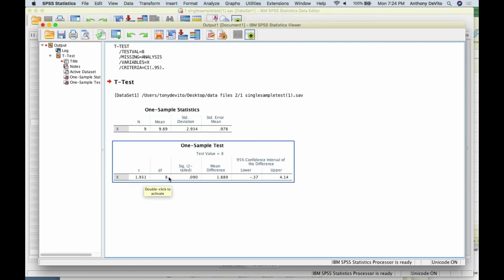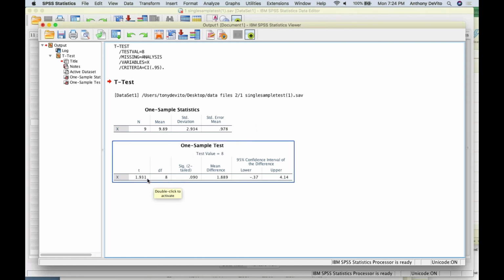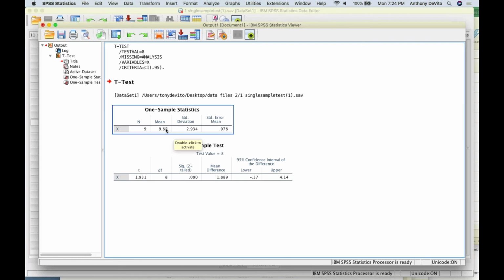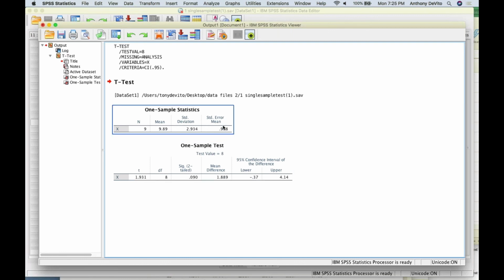Now, the next thing it tells me is the significance. Here's the mean up here, 9.89. Okay, standard deviation and standard error. It did all the calculations we did, a lot faster, right? Our t-score, the difference between our mean and the population mean, is 9.89 minus 8, which is divided by the standard error, which was 0.978, and that comes out to 1.93. That's how many standard errors apart that we are.